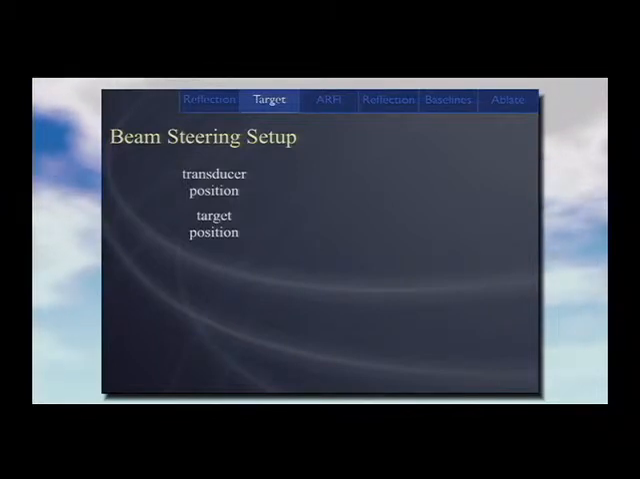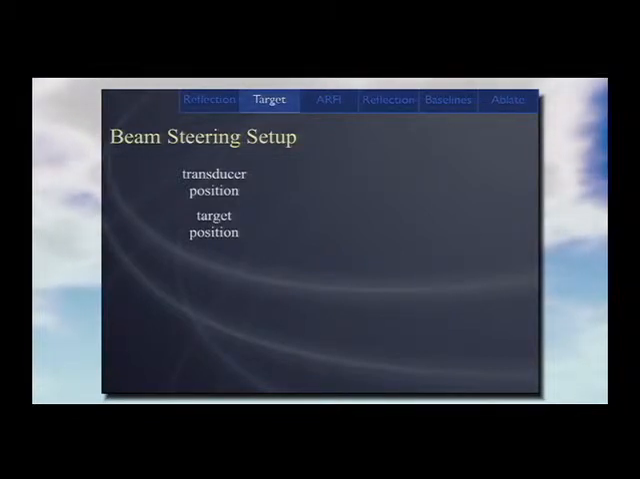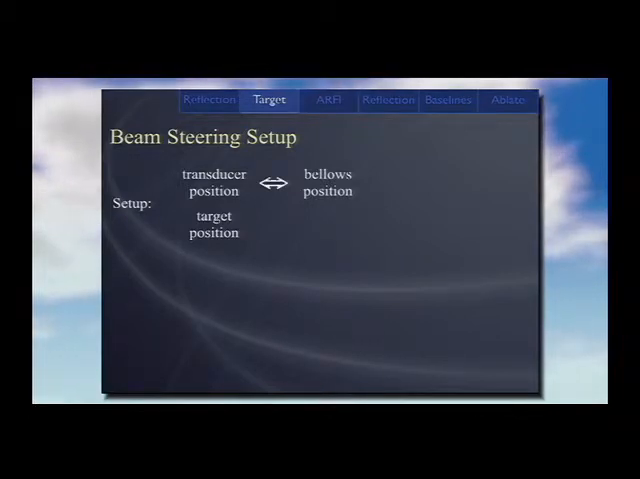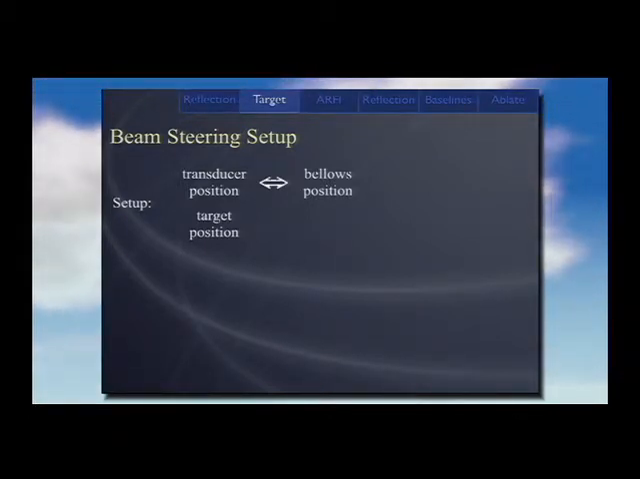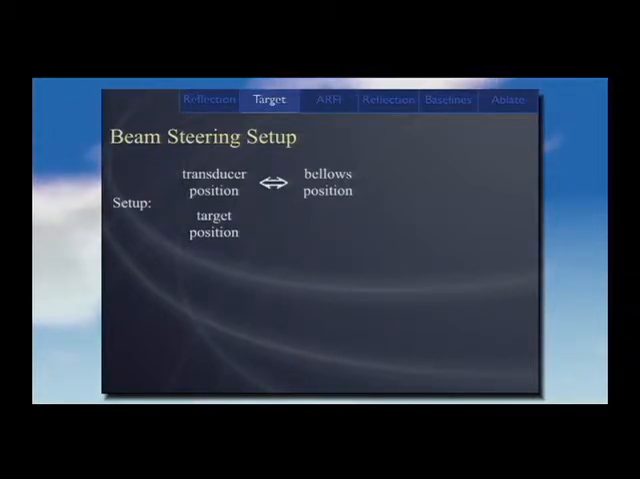And all we really need to know for beam steering is the position of the transducer and the position of our target. Unfortunately, both of those are moving with free breathing. So what we do is during the setup portion of the procedure, we acquire the bellows information. So then we can relate the transducer position at all points in the respiratory cycle to the bellows position.